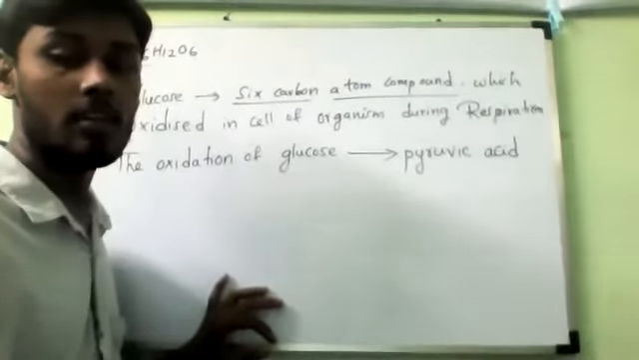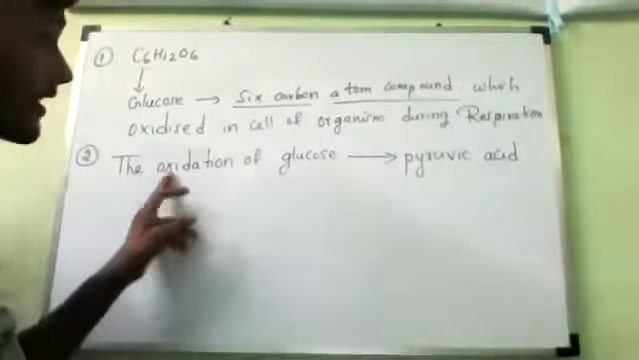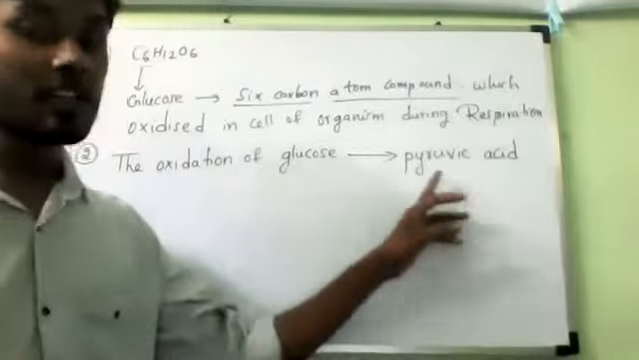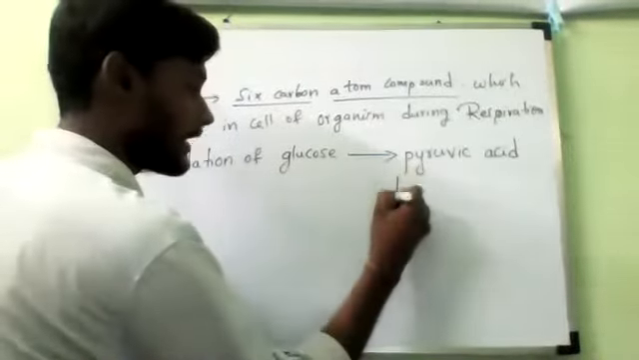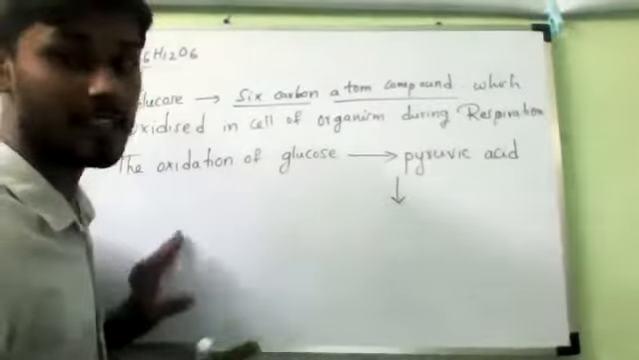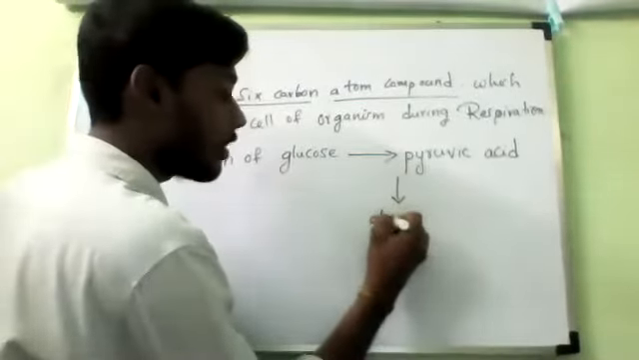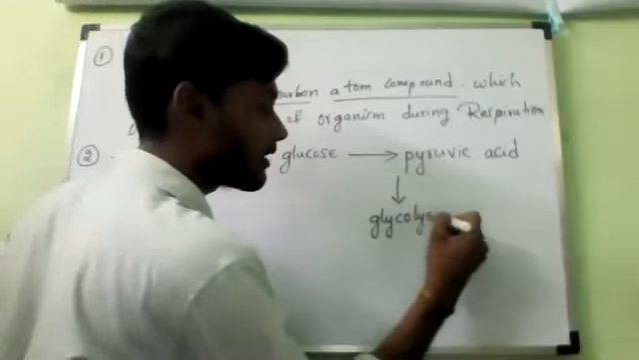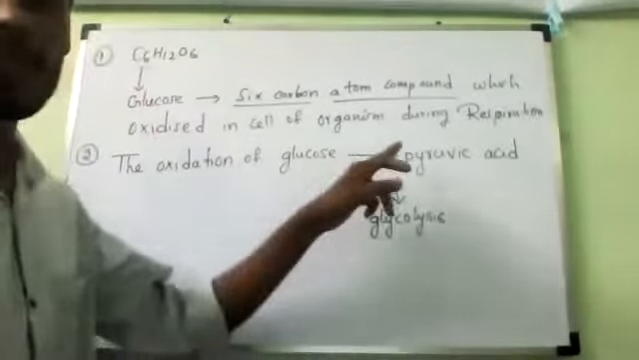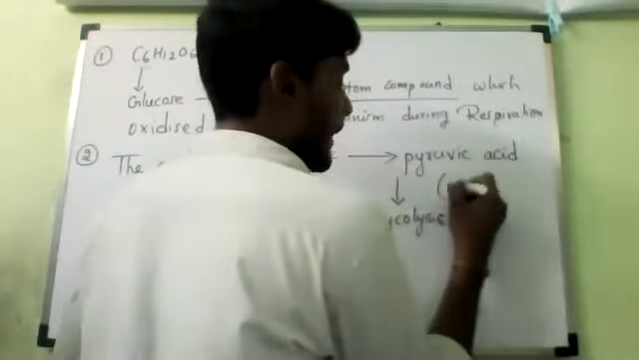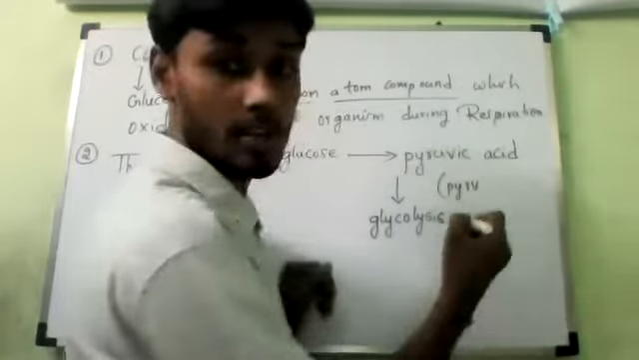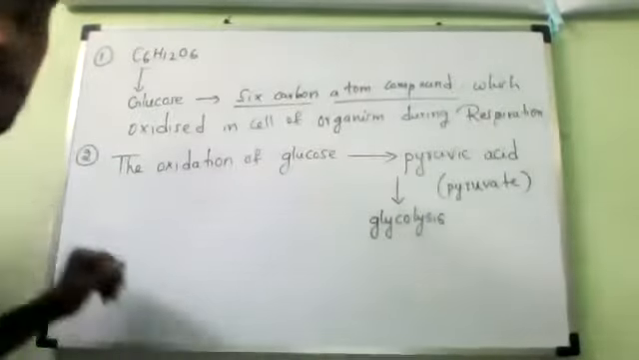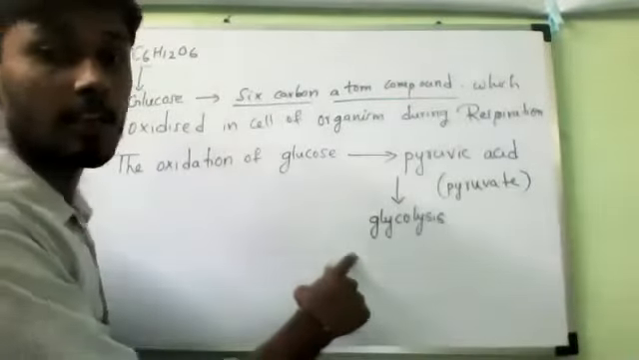So in the oxidation of glucose, it will be converting into pyruvic acid. Converting the glucose into pyruvic acid is called glycolysis. This pyruvic acid is also called pyruvate, P-Y-R-U-V-A-T-E. This process is called glycolysis.